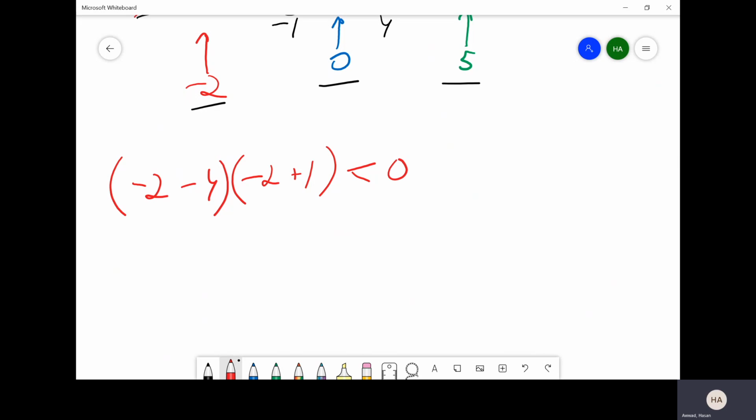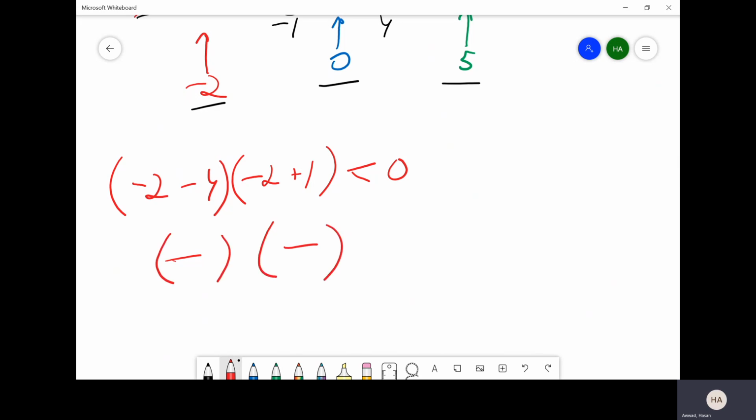Okay, well, -2 minus 4 is going to give us a -6, but I don't actually care about what the number comes out to be. The fact that it comes out to be a -6 doesn't necessarily matter to me. I just care whether it's negative or positive, and we'll see why in just a second. So I'm just going to write a negative sign here. Whether it's -6, -7, doesn't matter to me. And now -2 plus 1 is also going to come out to be negative.